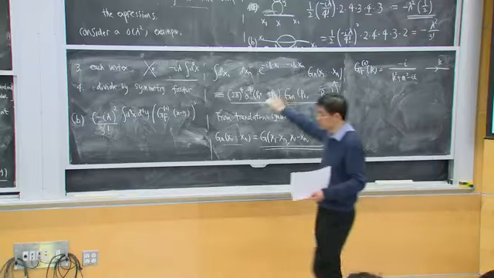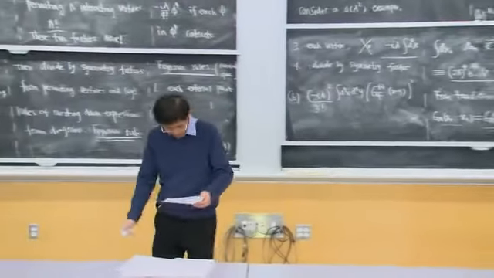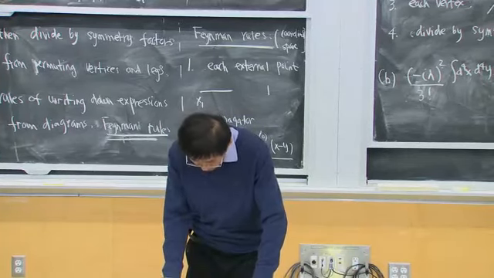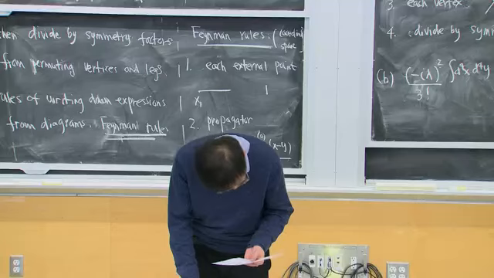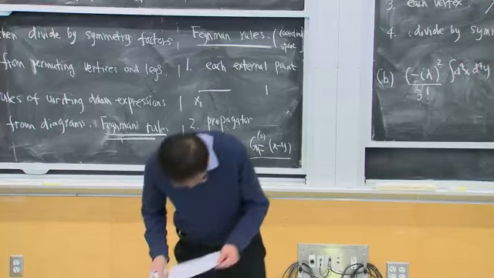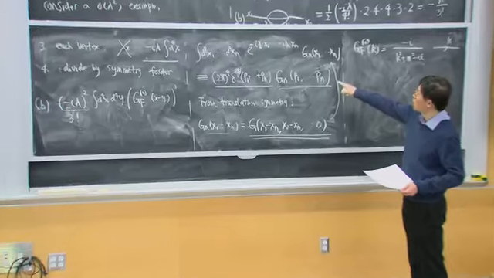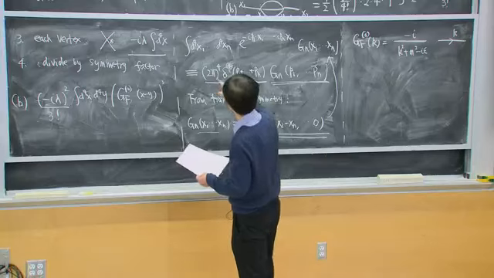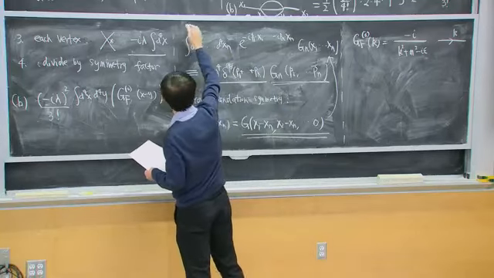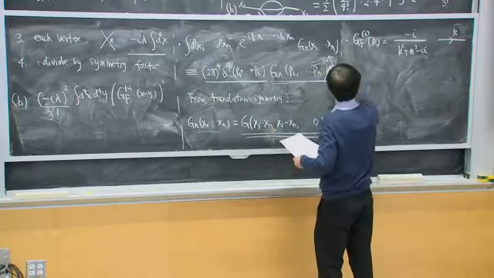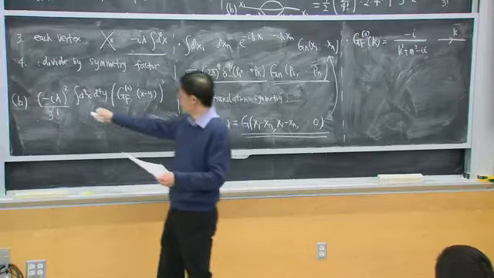Good, so now with this rule, you can easily translate. So this is one point and another point, and the third point. In order to go to momentum space, let's mention several points. Here is one point, and here is the other point. And also now let's look at the vertex, okay?